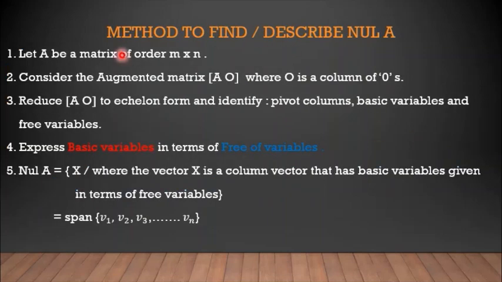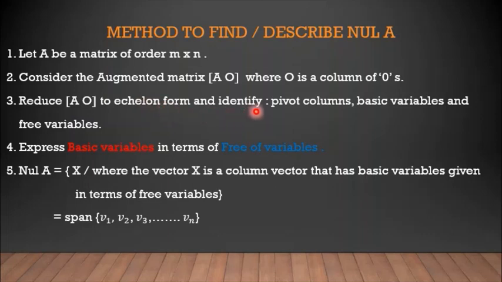Now let us see the method to find or describe null A. So here are the points. The first point: let A be a matrix of order n by n. You are given a matrix A directly, of order n by n, for which you have to find or describe the null space. The second point: consider the augmented matrix [A | 0]. That means with this A, add a zero column and make an augmented matrix, where 0 is a column of zeros. Then point number 3: reduce this augmented matrix to echelon form. This we have already been doing.